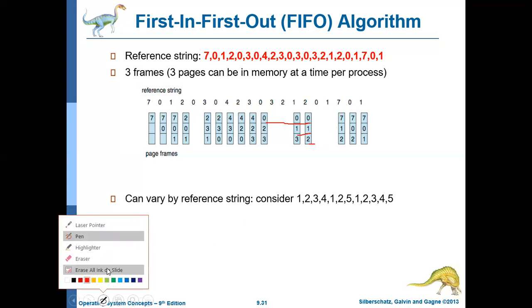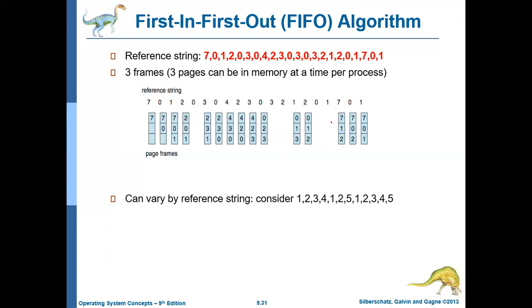And the next input is 0, 0 is not in the memory, so 0 should replace which page? 0 should replace 1, because 1 is the one which came first, after that 2 came, after that 7 came, so 0 will replace 1. And the next page is 1, so 1 will replace which page? Out of 7, 0 and 2, it should replace 2, because 2 is the one which came first, after that 7 came, and after that 0, so 1 will replace 2.